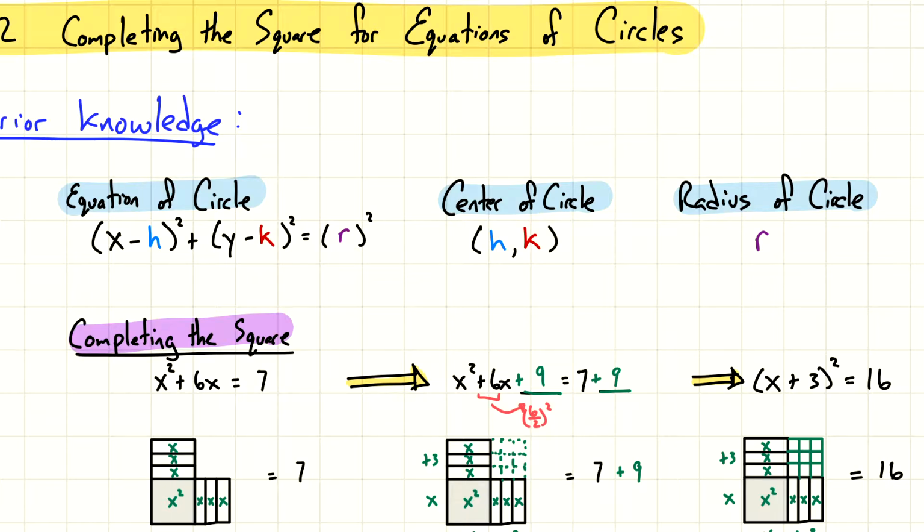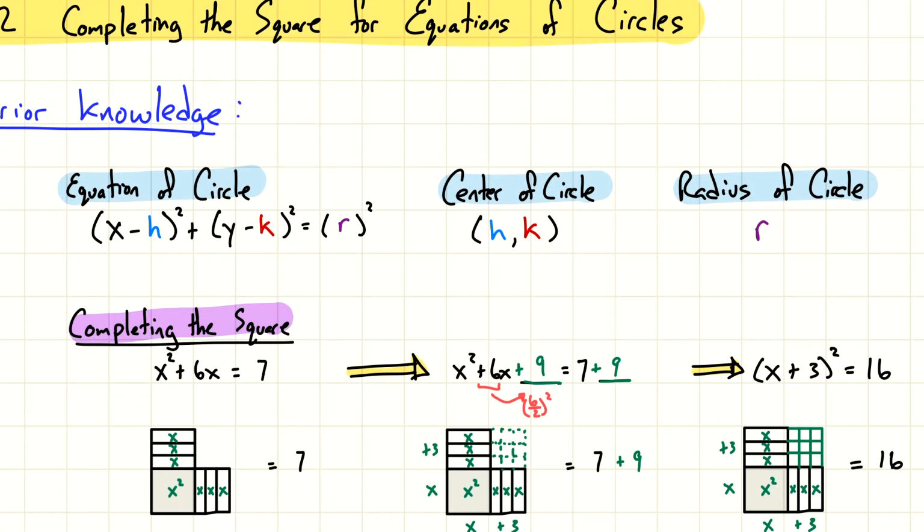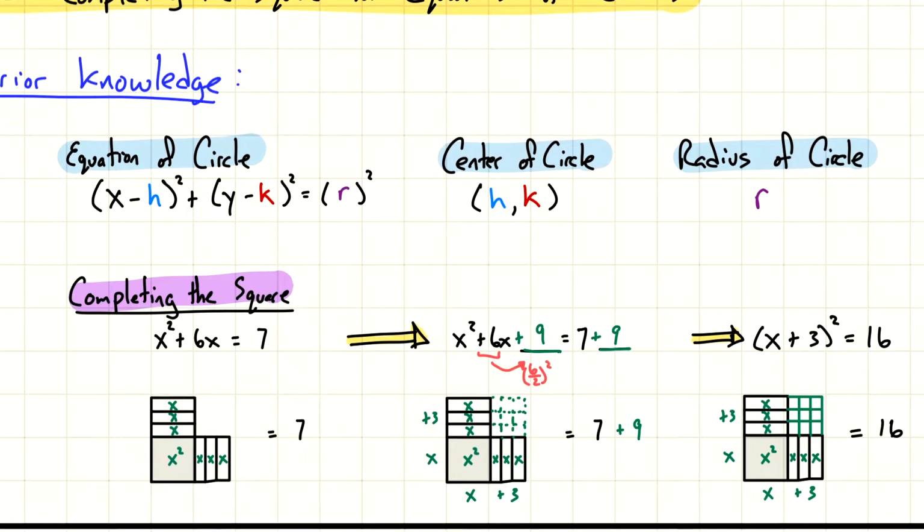For example, if r squared was equal to 16, then that means r would equal 4. So we'll practice some more of using the equation of a circle in this lesson.